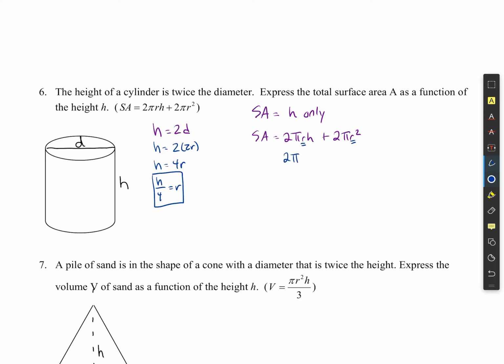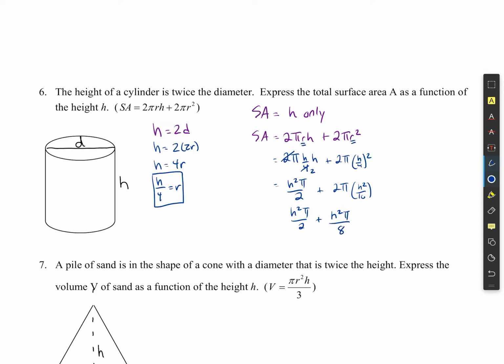So I have 2 pi times h over 4 times h plus 2 pi times h over 4 squared. Alright, so on this left side, cancel, cancel. So I got h squared pi over 2 plus 2 pi times h squared over 16, h squared pi over 2 plus h squared pi over 8.